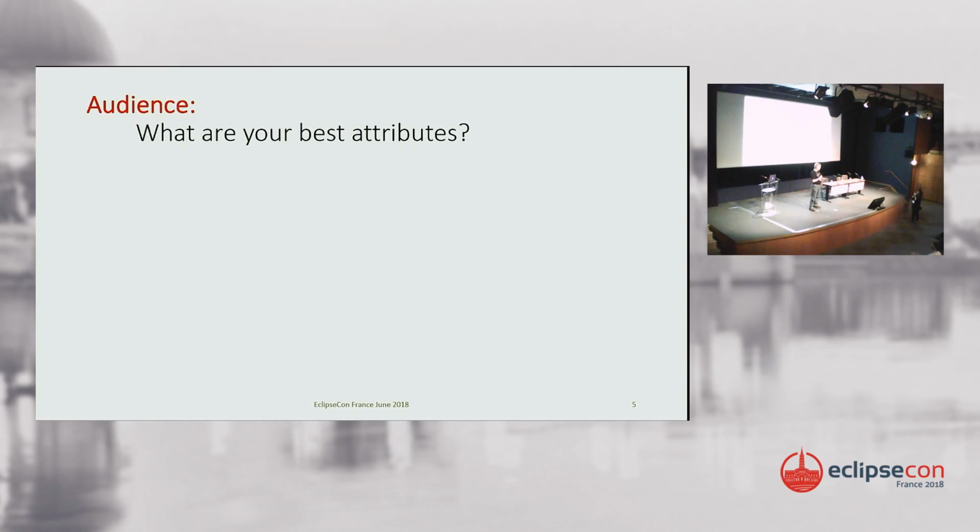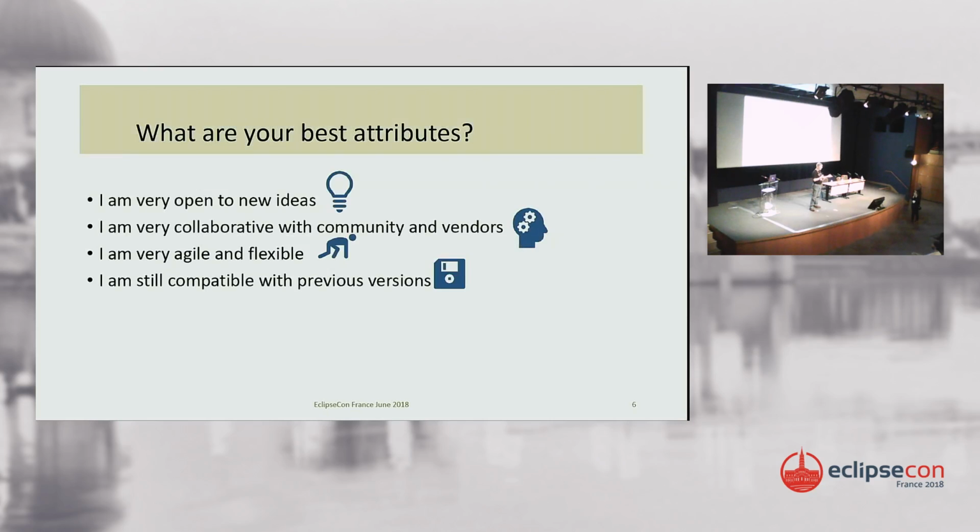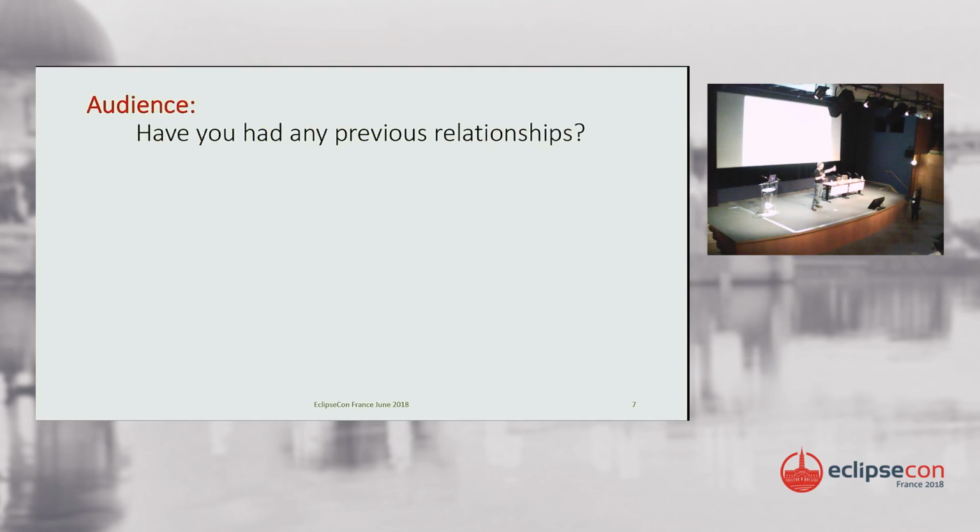Okay, best attributes. Definitely want to be innovative. We want to have releases come out more often. We want to get ideas from the community. We want to participate with you. We want to be more agile and flexible. So we want to be able to interact more with the community and make sure that we're doing what you want, but we still need to be compatible with previous versions.